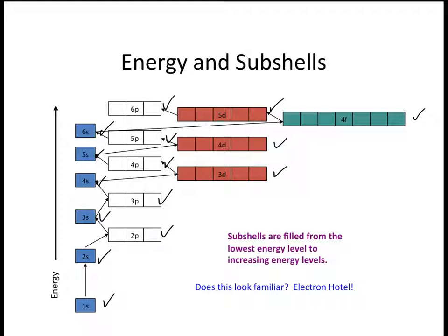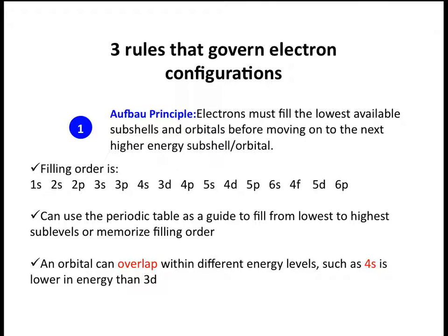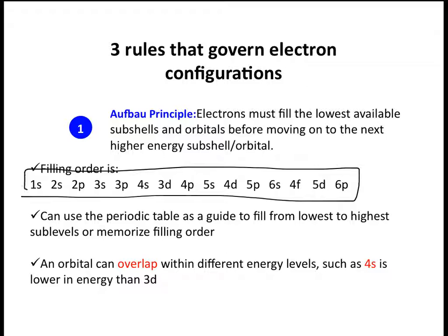Subshells are filled from the lowest energy level to the higher energy levels. This is called the Aufbau principle. Electrons must fill the lowest available subshells and energy levels before moving on to the next higher energy sublevel. Once again, the filling order is seen below. You can use the periodic table as a guide to fill from the lowest to the highest sublevels, or you can memorize the filling order seen above.